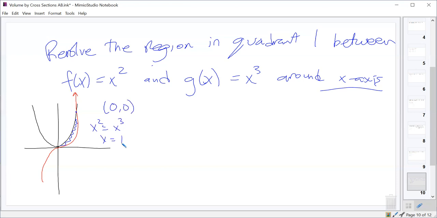And if we take this region and revolve it around the x-axis, we're going to get some sort of weird looking little, I don't even know what you'd call it. Like a what? A sideways bowl. Nah.